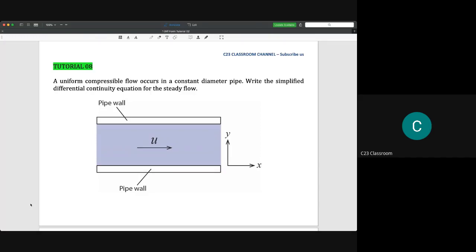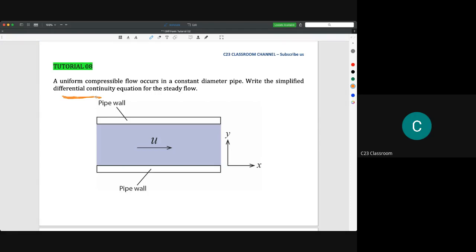So kita akan membicarakan tentang tutorial 8. In tutorial 8 here, we have a uniform compressible flow occurs in a constant diameter pipe. So write the simplified differential continuity equation for the steady flow. So kita nak cuba, we try to write what is the differential continuity equation for this one.